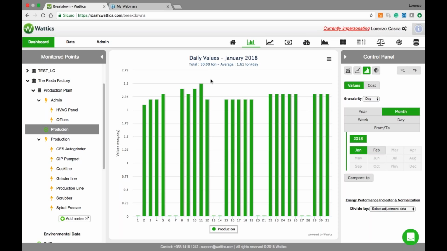So what we can see here is that the production takes place just during the weekdays, and so no output is delivered during the weekends. This makes us think that the energy consumption during the weekends should be lower, if not zero, compared to the weekdays.